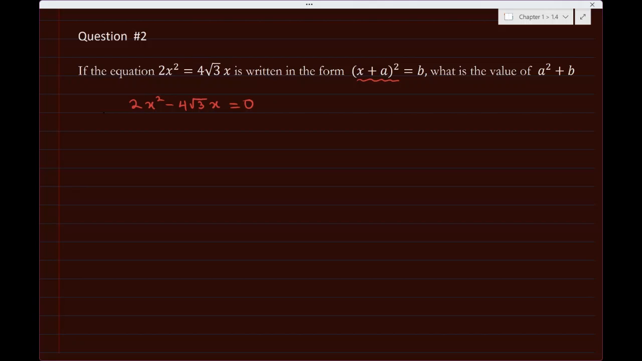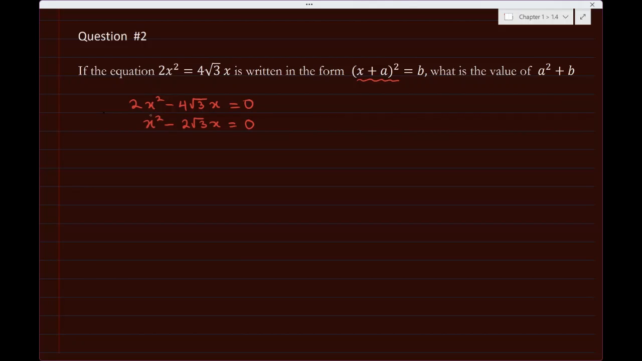So in the completing the square method, one thing we always make sure of is that the coefficient of x squared should be 1. So therefore, we can divide by 2 so that we have x squared minus, 4 divided by 2, so you have 2 root 3 x, equals 0 divided by 2, which is still 0.